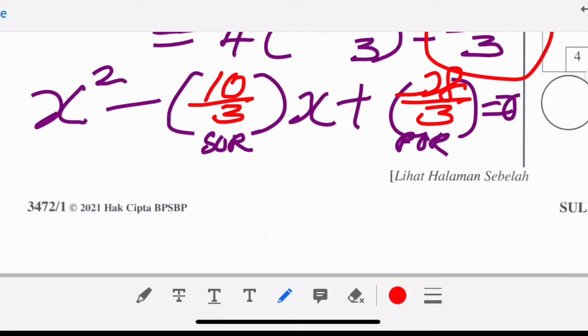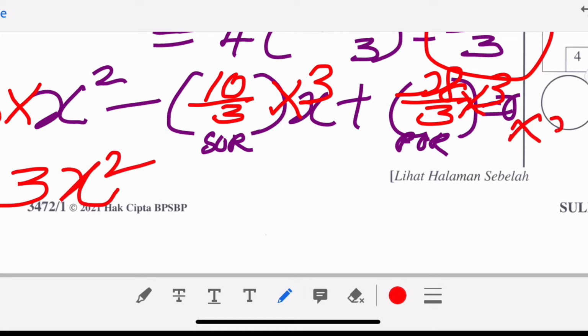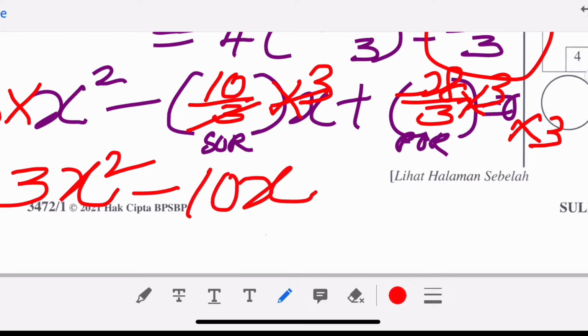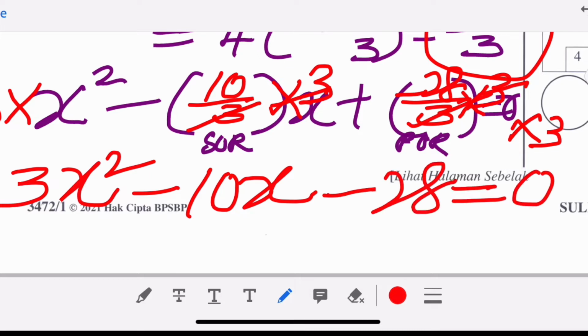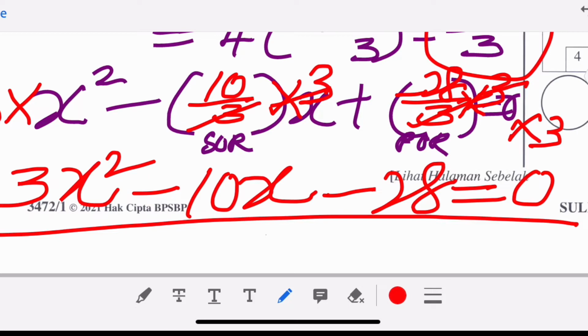So in order to make it an integer, we times 3 for all the terms. You can times 3 for the right, but it's 3 times 0, so there's no effect. So this is 10x, here you cut the 3, you get minus 28, equal to 3 times 0, which is 0. So this is in fact the answer for question number 1.